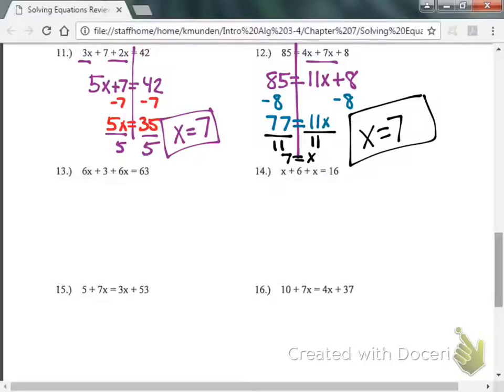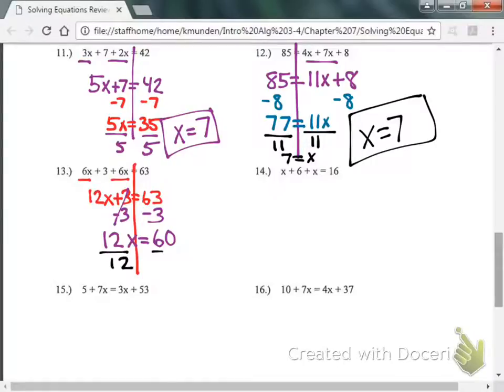Alright, number 13. Same side, different sides? Same, so go ahead and combine the like terms. 6x plus 6x is 12x. Plus 3 equals 63. So 12x equals 60. And then we get that x equals 10. Oh, nope, 5. Sorry. Messing myself up.